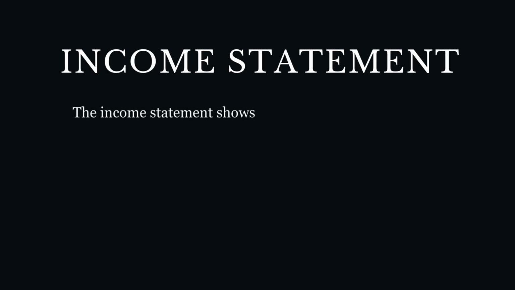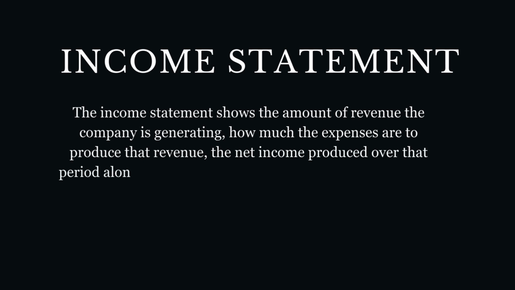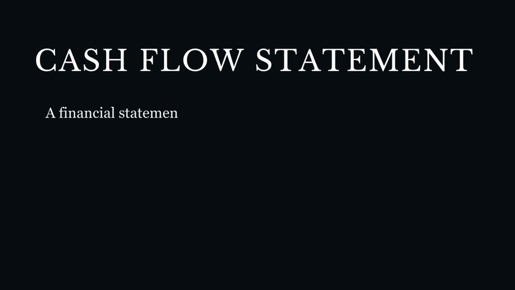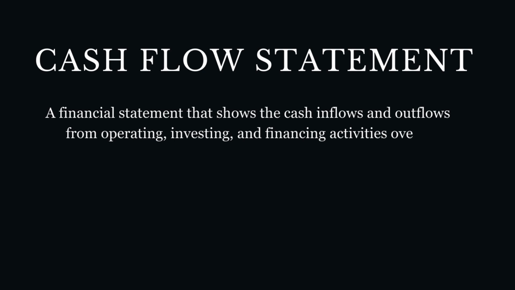The income statement. The income statement shows the amount of revenue the company is generating, how much the expenses are to produce that revenue, the net income produced over that period, along with how much the company is paying in taxes. Cash flow statement. A cash flow statement is a financial statement that shows the cash inflows and outflows from operating, investing, and financing activities over a specified period of time.